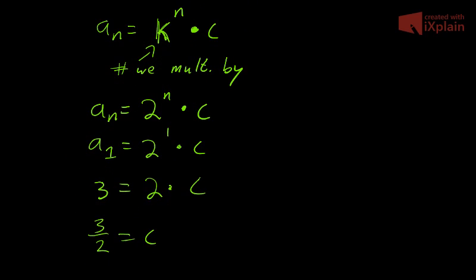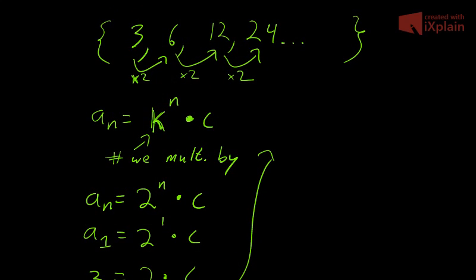And I'll end up finding, let me draw this up here so we can see it on the same page as our sequence, that a sub n equals 2 to the power of n times 3 halves. And I can use this to find any number up here.